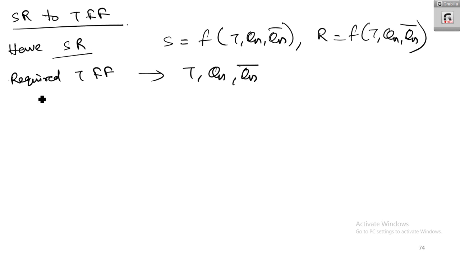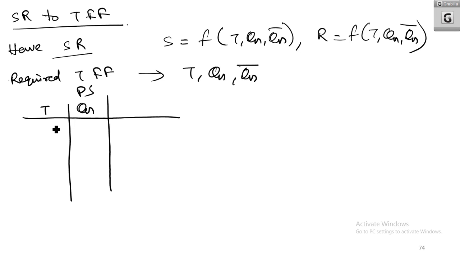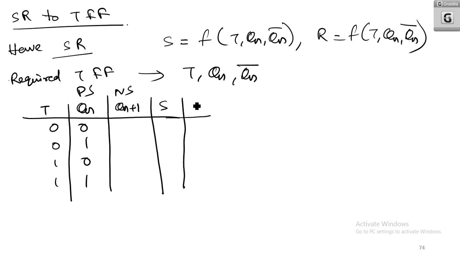First of all, let me write the truth table of T. So T and Qn, T and present state: 0, 0; 0, 1; 1, 0; and 1, 1. What will be the next state? That is the question here: Qn plus 1. After that I have S and R. 0 to 0, no change, since T is 0. 0 to 1, 1. 1 to 0, 1. 1 to 1, it is 0.